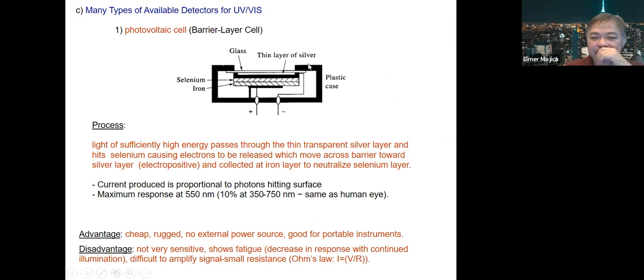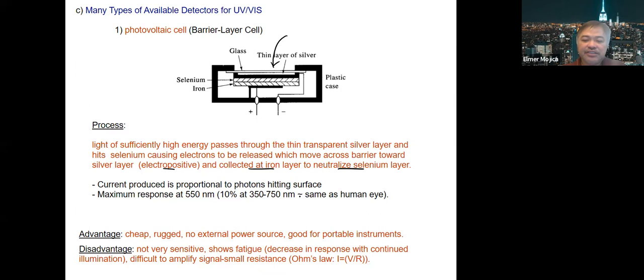One that we have here is the so-called photovoltaic cell, the barrier layer cell. The mechanism: light of sufficiently high energy passes through a thin transparent silver layer. The light passes through that, and it hits the selenium, causing electrons to be released, which move across the barrier toward the silver layer, which is electropositive, and are collected at the iron layer to neutralize the selenium layer.